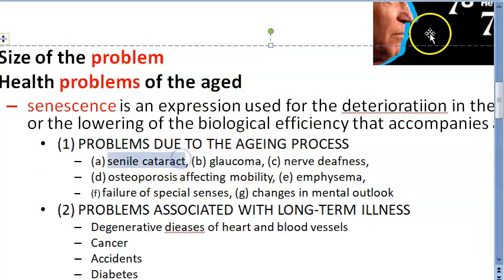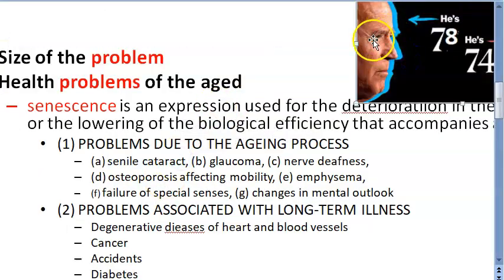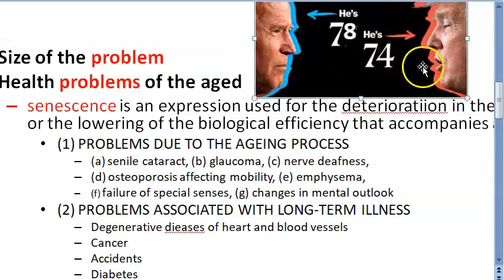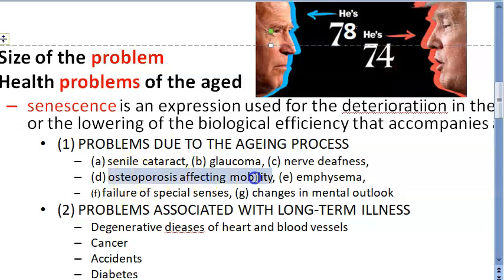Look at them. They can develop senile cataract in the eyes, glaucoma, that is optic nerve damage due to raised intraocular pressure, visual field defects, nerve deafness, hearing problems, osteoporosis affecting mobility, right? Are you getting worried? But look at these people, they are so healthy, so don't get so worried. Emphysema, that is referring to the lungs. Failure of special senses. Special senses means taste and all that will not work. Changes in mental outlook, so their perspective also changes.